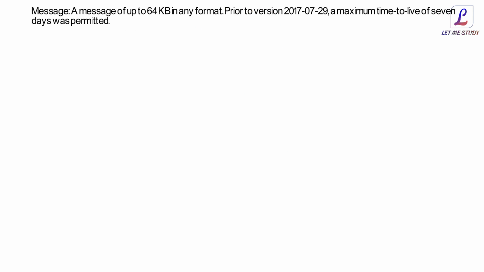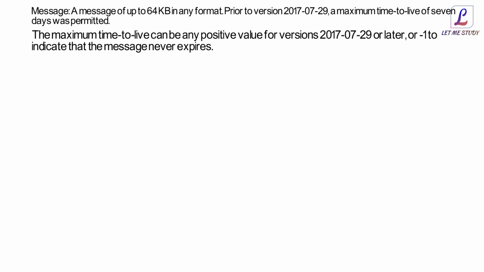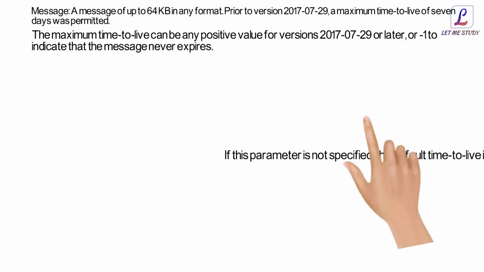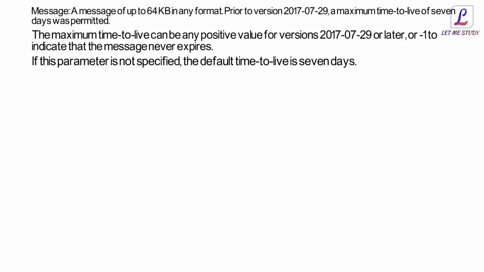Prior to version 2017-07-29, a maximum time to live of 7 days was permitted. The maximum time to live can be any positive value for versions 2017-07-29 or later, or -1 to indicate that the message never expires. If this parameter is not specified, the default time to live is 7 days.